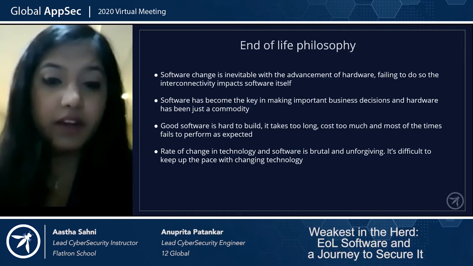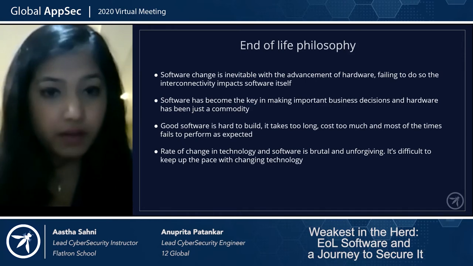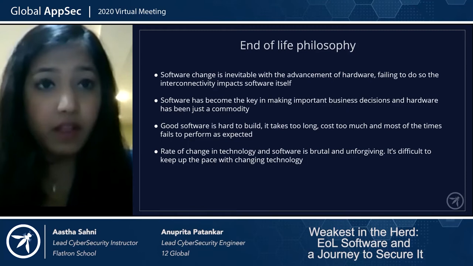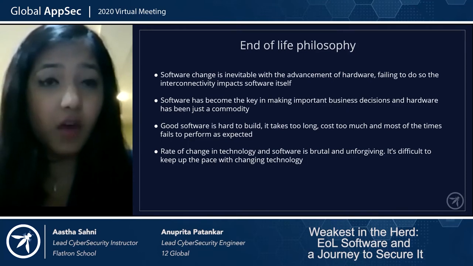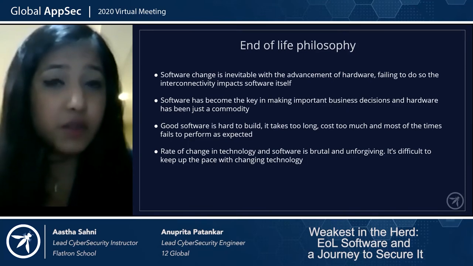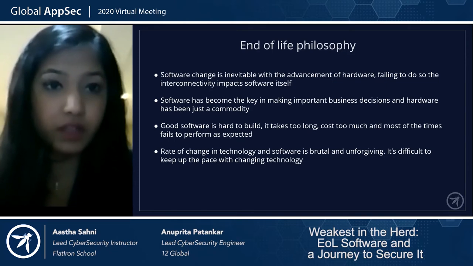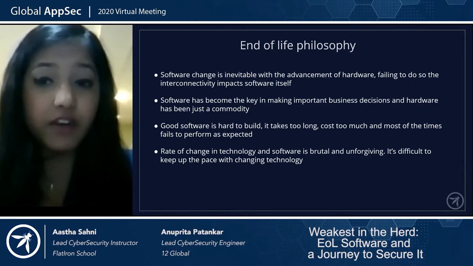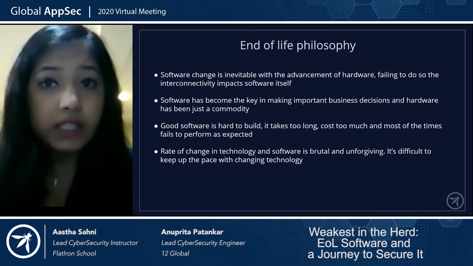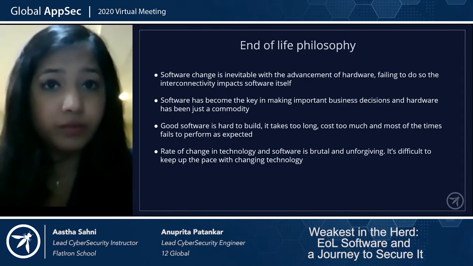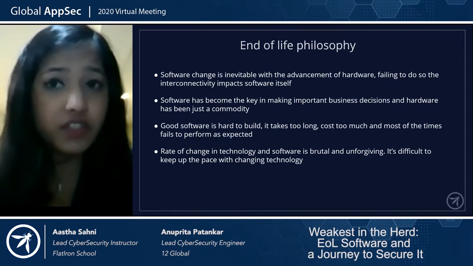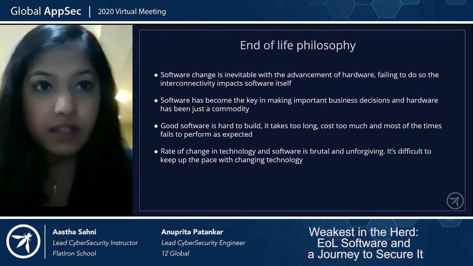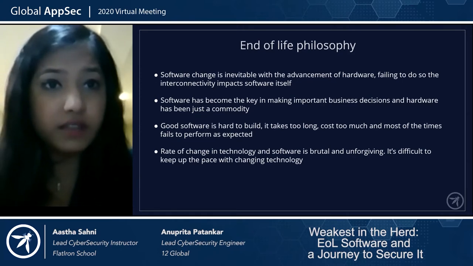If we compare the cost of software versus the cost of hardware, then the cost of commodity hardware and its total cost has dropped dramatically over the years. Talking about the last point, the rate of change in technology and software is brutal and unforgiving.